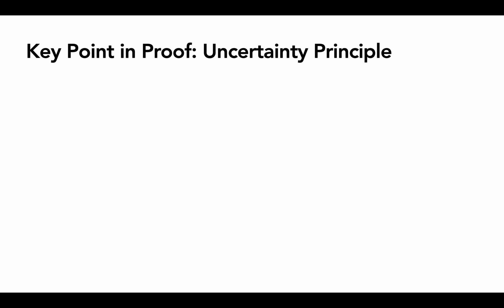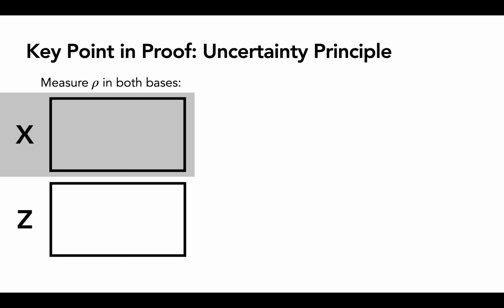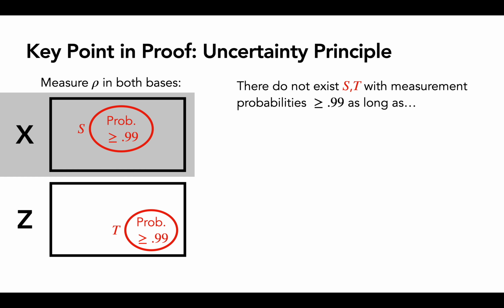I don't have time to give our whole proof, so I'll just highlight the key point in the proof, which is the use of an uncertainty principle. So say we imagine measuring a state rho in both bases, the X and the Z basis, where each box represents the set of all length n bit strings corresponding to the set of all possible measurement outcomes in the respective bases.